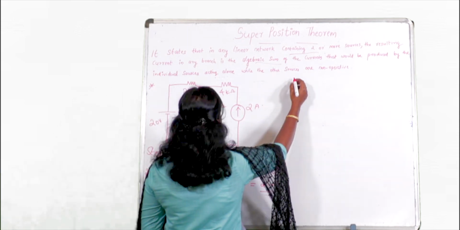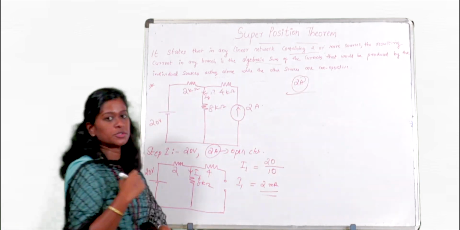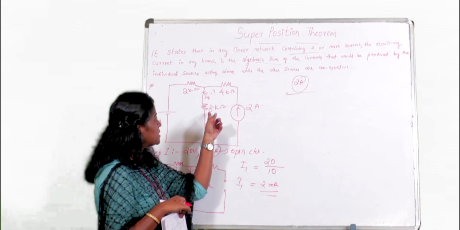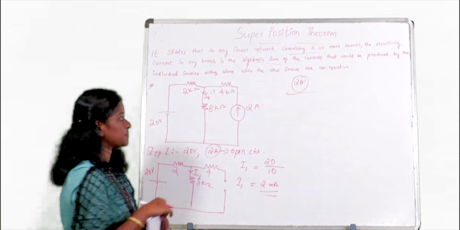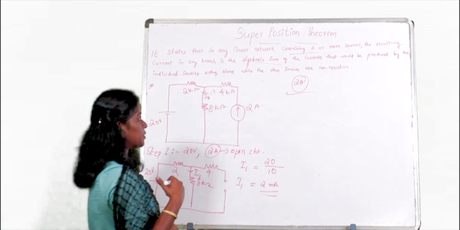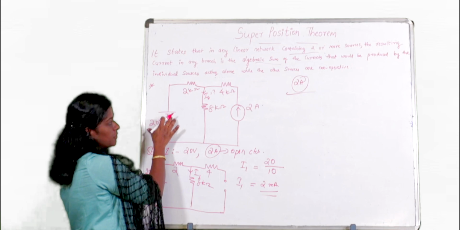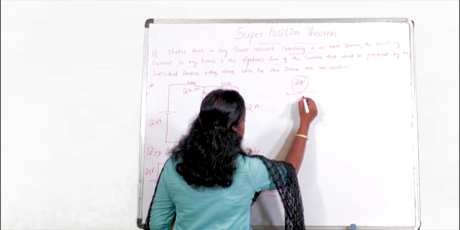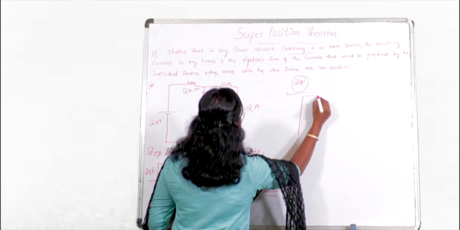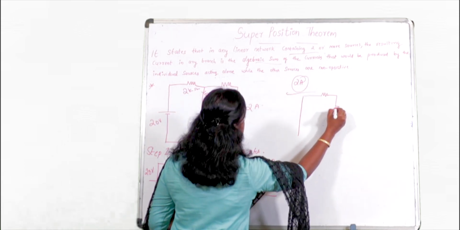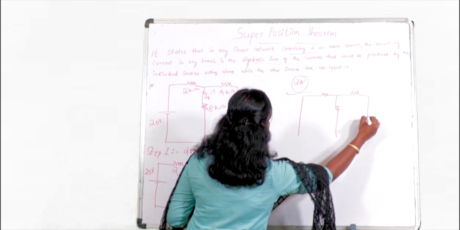Next we need to consider the 2 ampere source. Here we are going to find the current flowing through 8 kilo ohm when the 2 ampere source is acting. So again we will redraw the circuit, and here we know this time we will short circuit the voltage source. So I am going to redraw the circuit. So here this thing I short circuited, then this 2 kilo ohm, 8 kilo ohm and 4 kilo ohm.